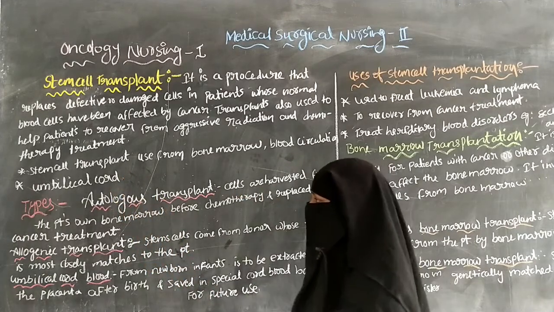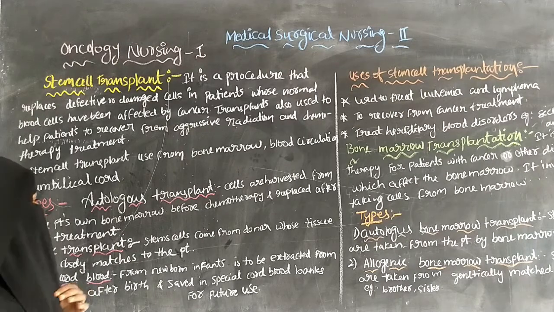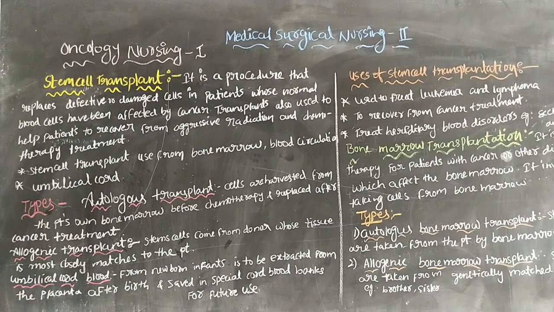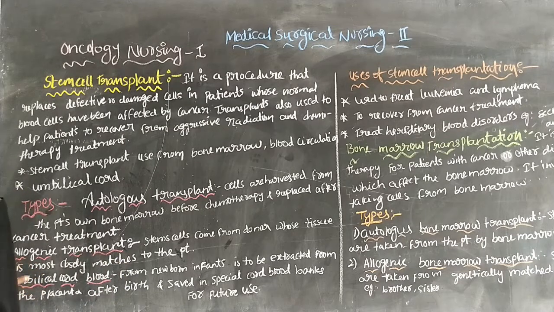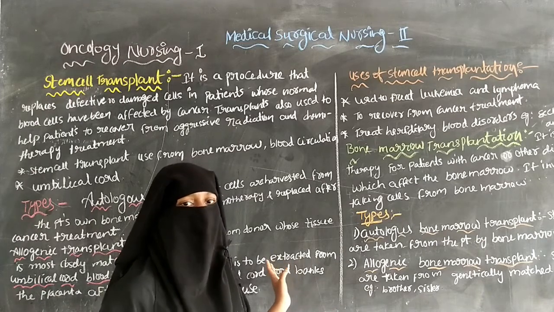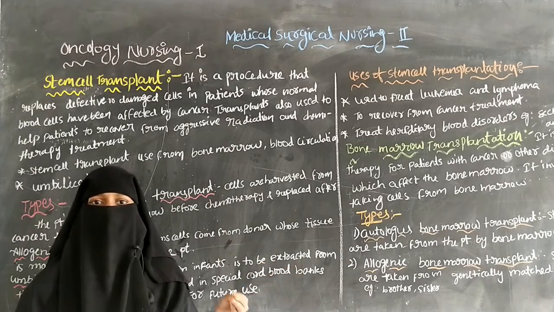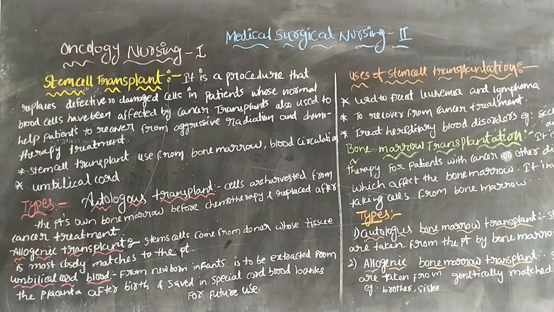Next we will discuss the types of stem cell transplantation. The types are autologous transplant, allogenic transplant, and umbilical cord blood. These are the three types of stem cell transplantation, in which the stem cells can be taken from the bloodstream.